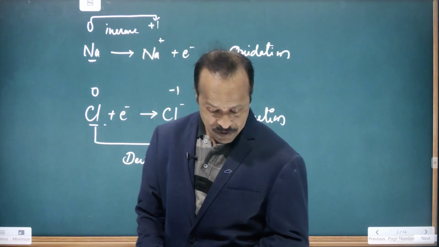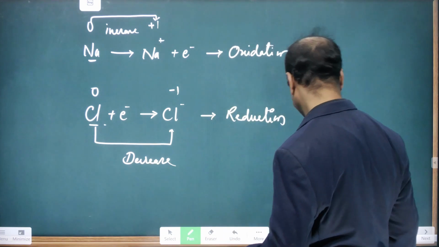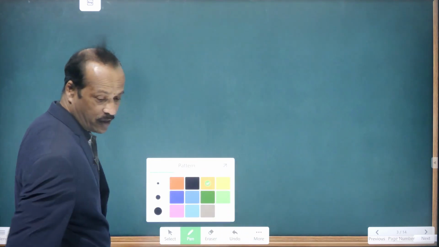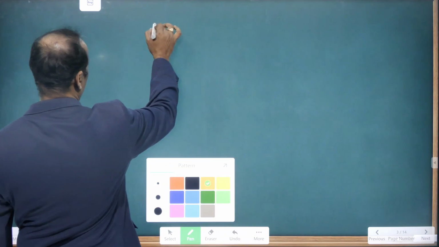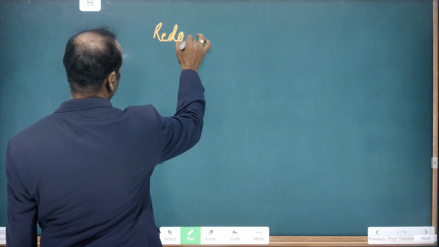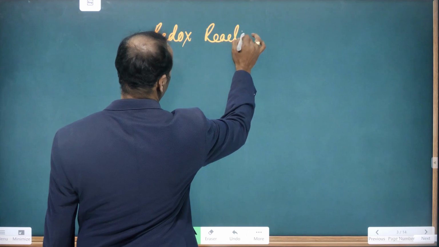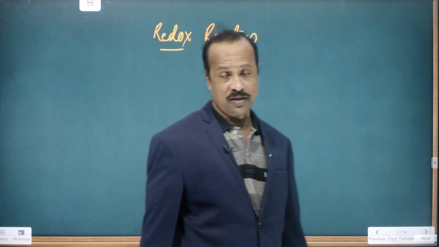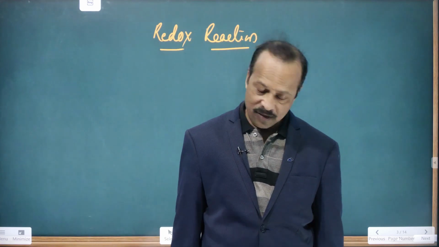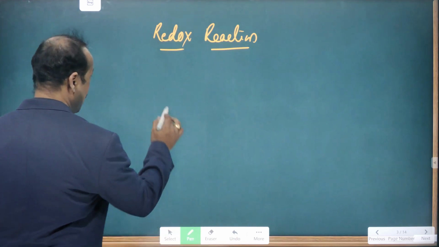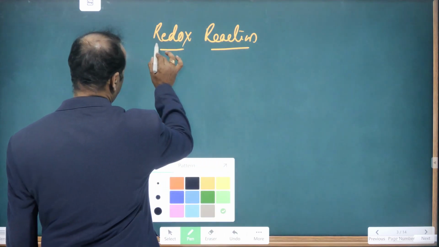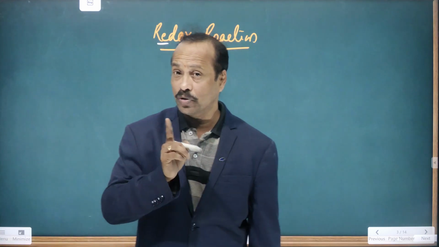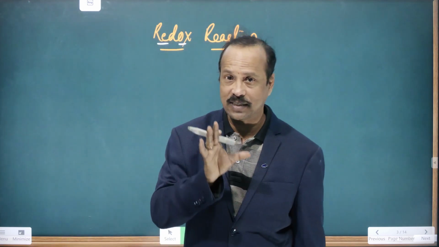So today we start synopsis 5, and synopsis 5 is redox reaction. What is meant by a redox reaction? Once you see the name redox: red for reduction, ox for oxidation. A reaction in which both oxidation and reduction take place simultaneously.